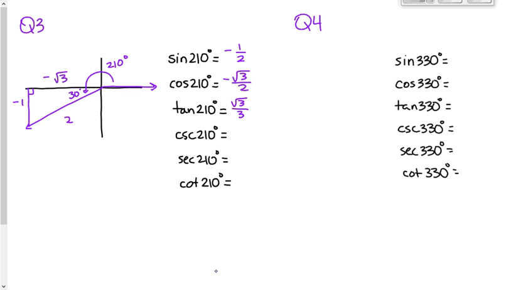Cosecant, hypotenuse over opposite, 2 over negative 1, so that's negative 2. Secant, hypotenuse over adjacent, 2 over negative square root 3. Rationalize it and you get negative 2 square root 3 over 3. And cotangent, adjacent over opposite, negative square root 3 over negative 1. The negatives cancel and you just have square root 3.